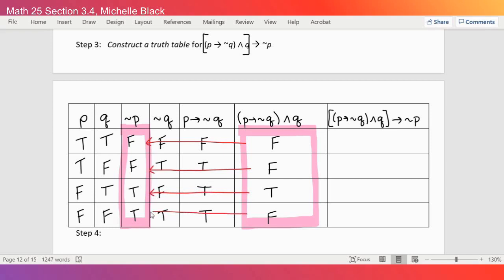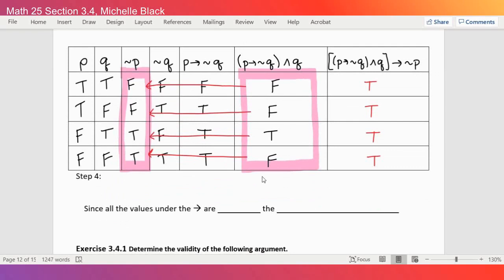Remember, the only time that the if then fails is if the premise is true and the conclusion is false. So over here the premise is false, so I already know true. Same logic. Here I'm going from true to true, so that one's okay. And on the last one, again, it starts with false, so I know it's going to be okay.